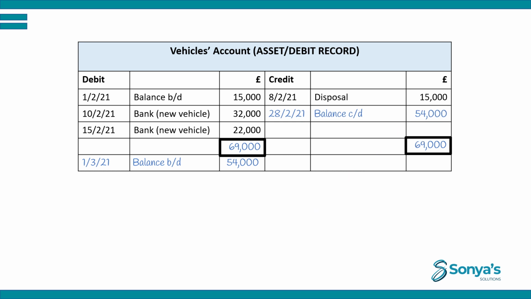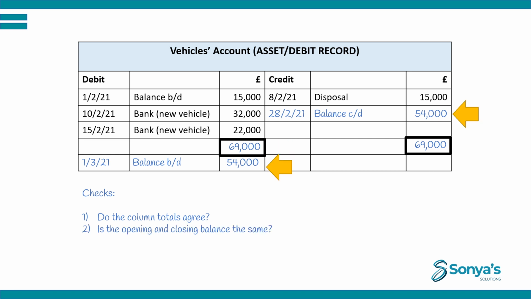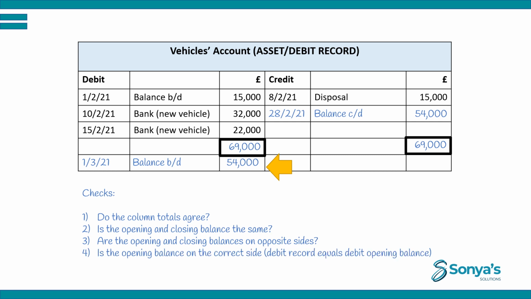There are some simple checks you can do to check the accuracy of your work. The column totals must agree, they must be the same. The opening and closing balances must be the same and they must be on opposite sides. And finally, an asset account is a debit record, so the opening balance should be on the debit side.